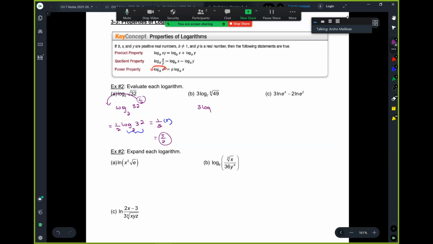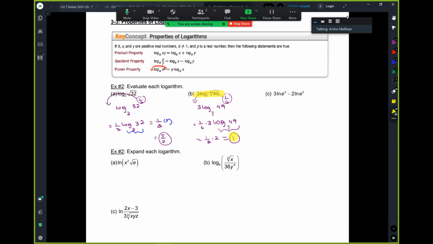Okay. Here we go. 3 log base 7 of 49 to the power of 1/6. The 1/6 is going to come down. And then we have log base 7 of 49. So that's 1/2. And what's this logarithm? 2. That will give us a 1. And look at that. Who would have thought that that would just reduce to a 1, right? But look at that. That's logarithms for you. Okay?